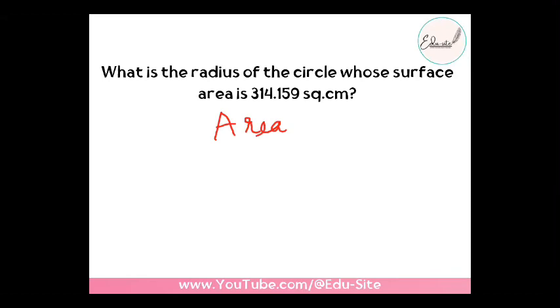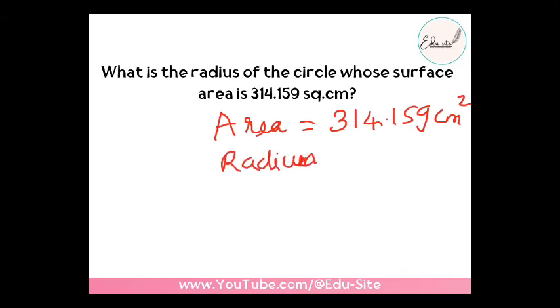Isn't the area of the circle given? Yes, the area of the circle is given: 314.159 centimeter squared, correct? Now, what are you going to find? What is the radius you're going to find? You're just going to rearrange this equation, that's all. How do we find the radius? We have a simple formula. What formula do we have? We have area equal to pi r squared, right, beta?